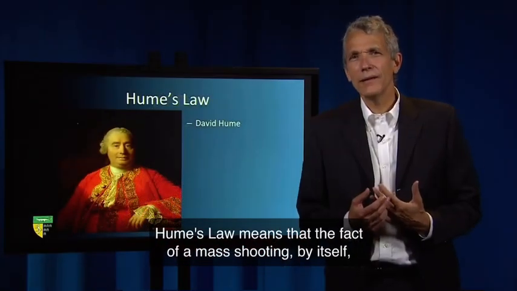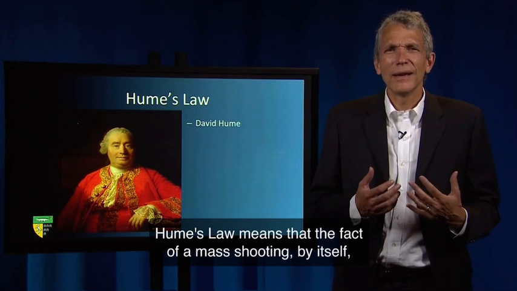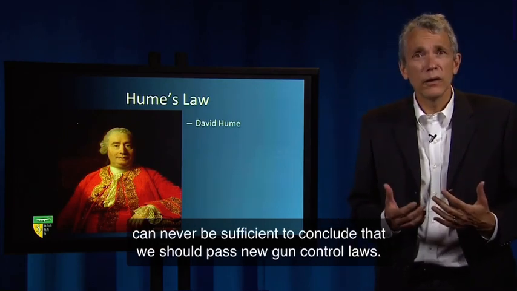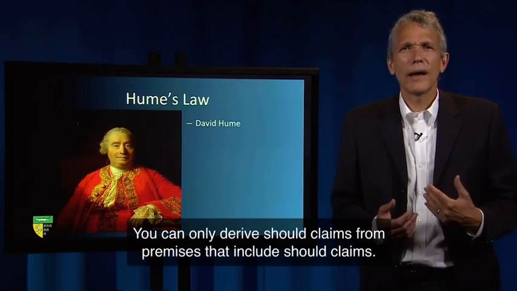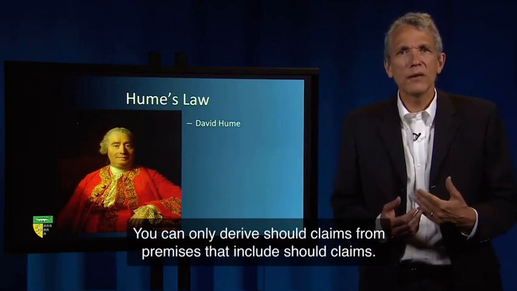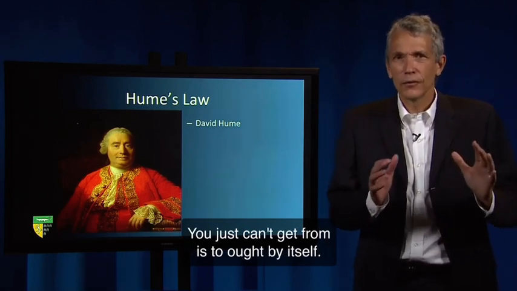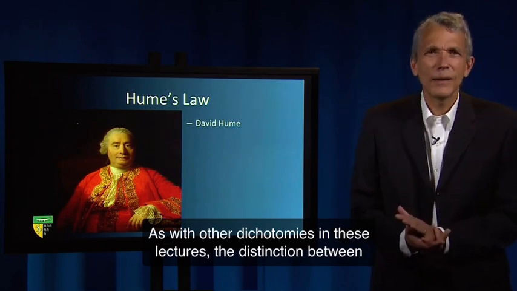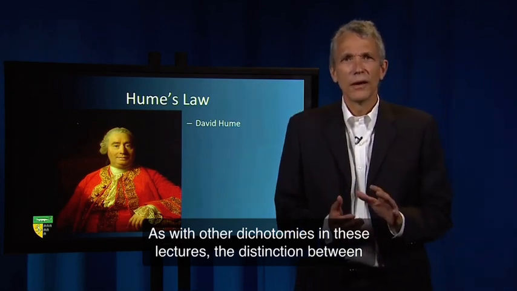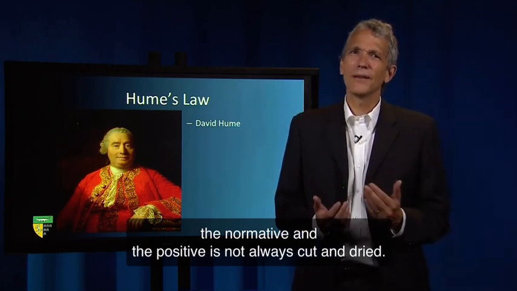Hume's law means that the fact of a mass shooting by itself can never be sufficient to conclude that we should pass new gun control laws. You can only derive should claims from premises that include should claims. You just can't get from is to ought by itself. As with other dichotomies in these lectures, the distinction between the normative and the positive is not always cut and dried.